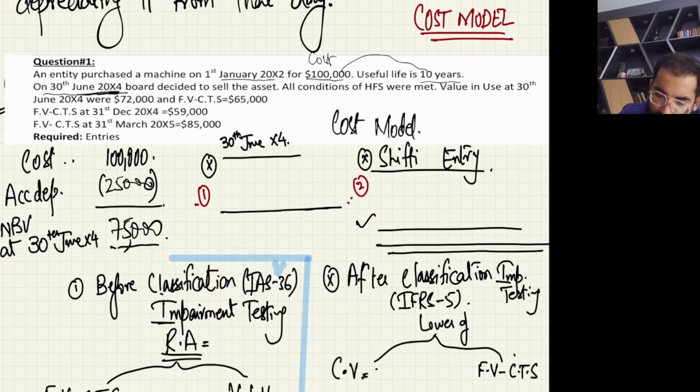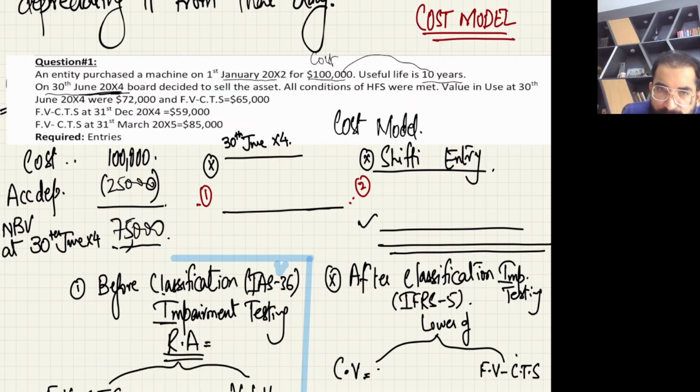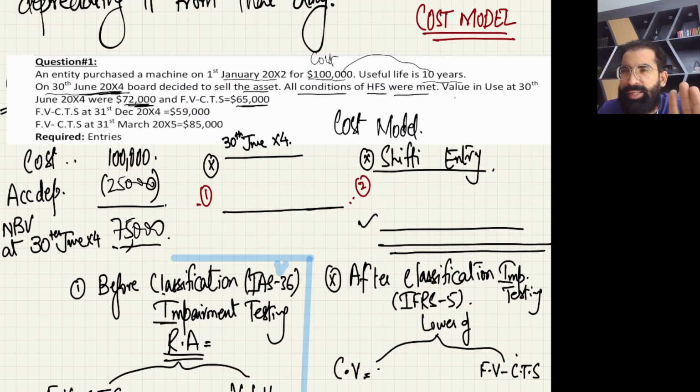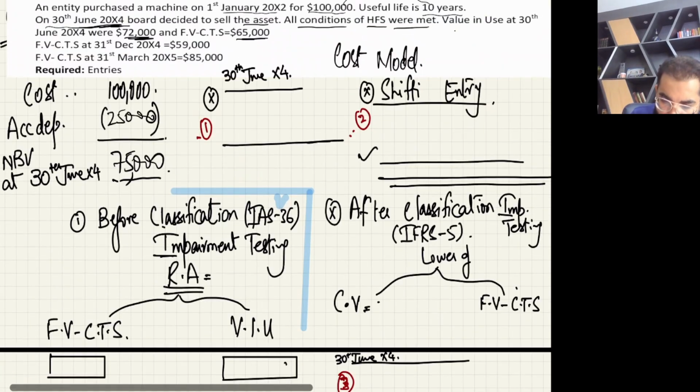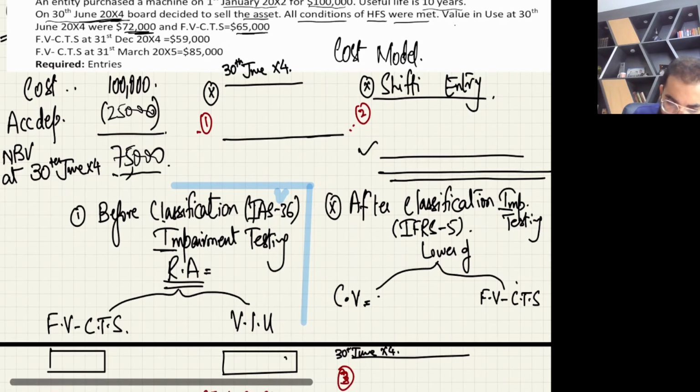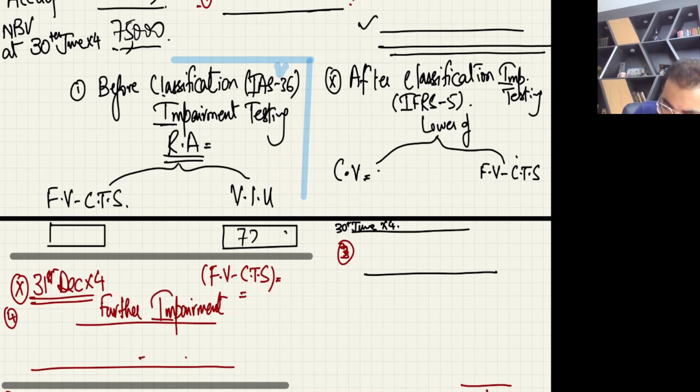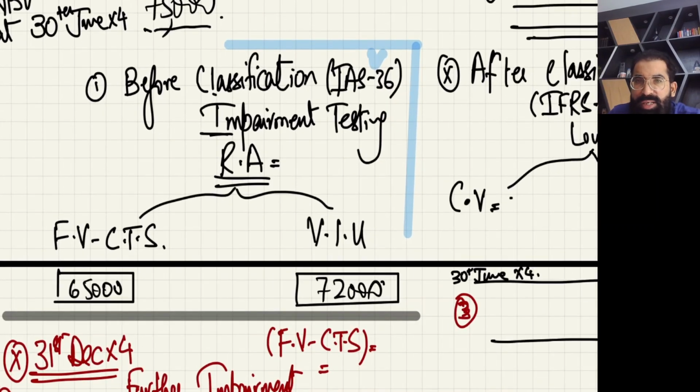Now, what they are saying is that on 30th June X4, the board decided to sell the asset. All conditions of held for sale were met. Value in use at 30th June X4 is 72,000, whereas the fair value less cost to sell is 65,000. These two things are given. Let me write it: VIU is 72,000, and fair value less cost to sell is 65,000. So the recoverable amount is the higher of these two. What is the higher amount? It's 72.